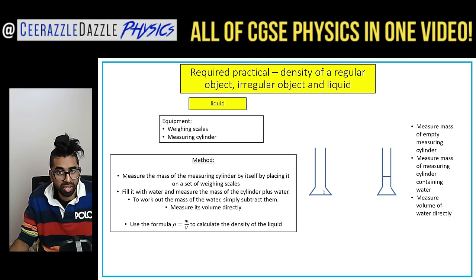So you've got the mass of it empty, and you've got the mass of it containing the water or the liquid, whatever liquid it is. In order to work out the mass of the liquid itself, you simply subtract them. So the mass of this, subtract the mass of this, will tell you the mass of the liquid itself. There we go. In order to work out the volume, simply read it off because it's a measuring cylinder. Then finally, you simply use the formula density is equal to mass divided by the volume to work out the density of the liquid.